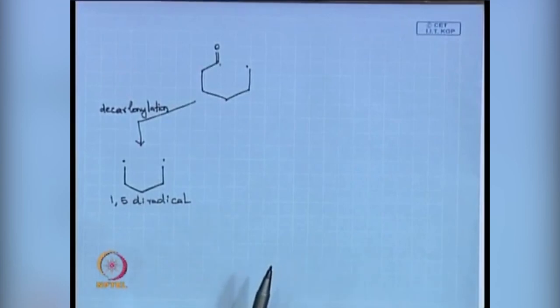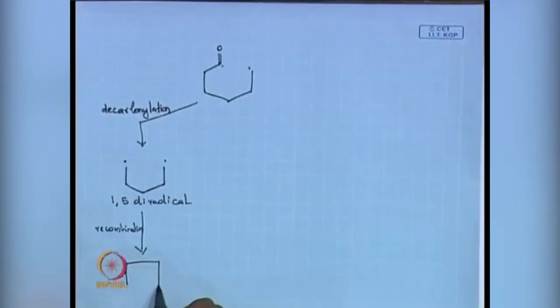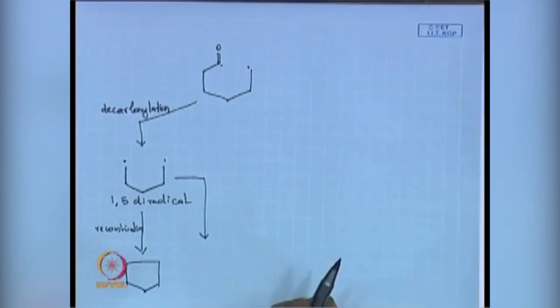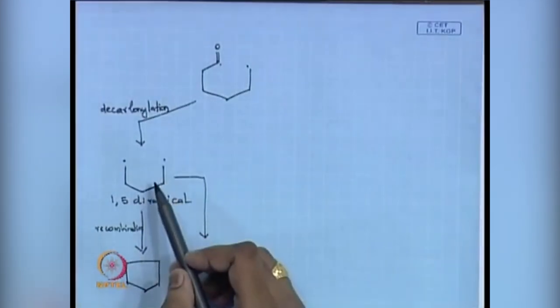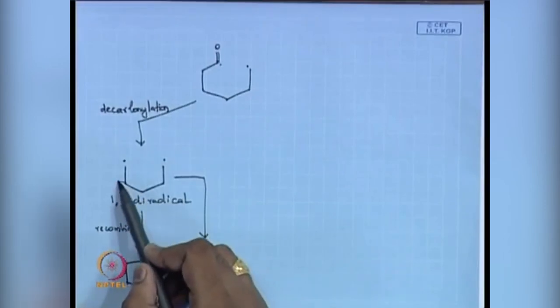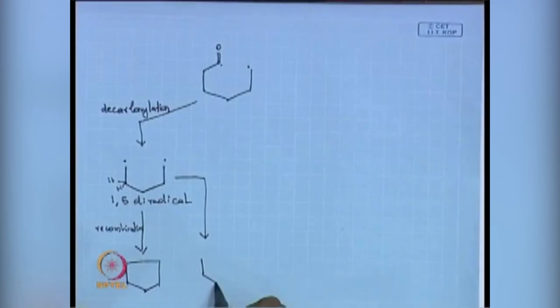What reactions can 1,5 diradicals do? They can do a recombination, right, to give me cyclopentene. Or the other thing it can do, you have studied about 1,5 diradicals, right? They can recombine to give me a cyclopentene, or it can abstract a hydrogen. So, intramolecular hydrogen abstraction can take place to give me my alkene type derivatives.